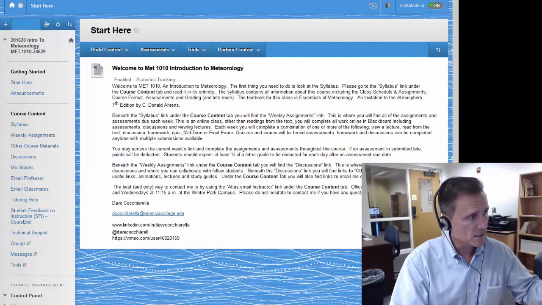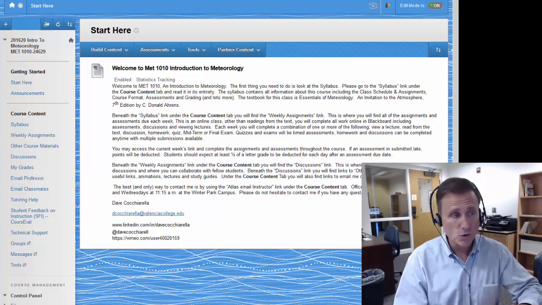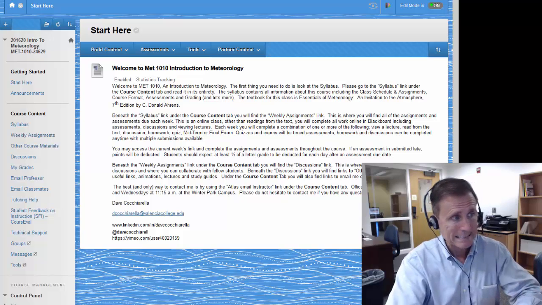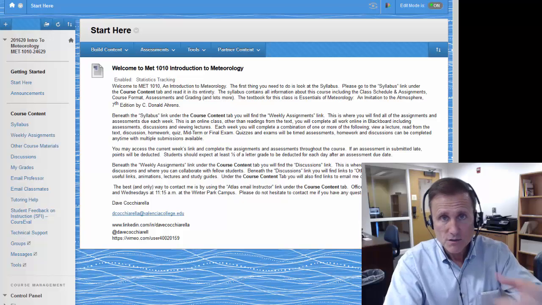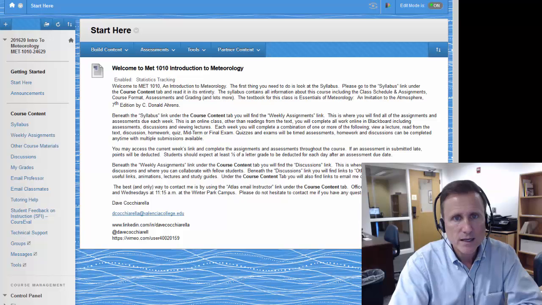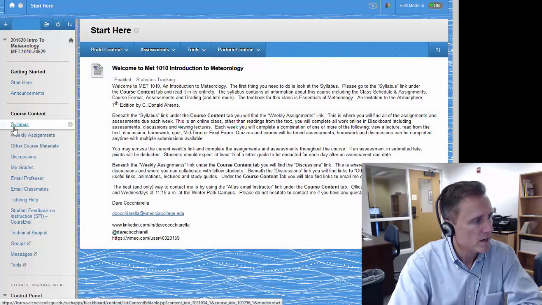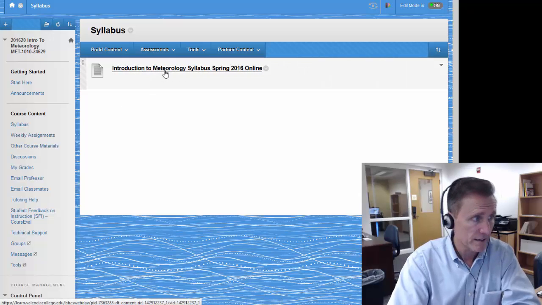If you look at the left side of your Blackboard homepage for this class, you see Getting Started, and below that in bold highlighted is Course Content. Course Content is where you're going to find everything you need for this course. As it says in the Welcome to MET 1010 Introduction to Meteorology written page, the first thing you need to do is check out the syllabus. This is where the syllabus is. You can see I'm mousing over it. Click on the syllabus, and then click on Introduction to Meteorology.